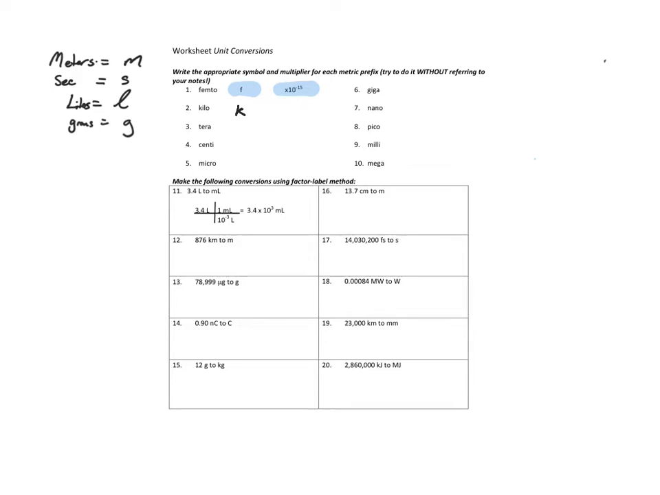So kilo is what? Kilo is K, and times 10 to the 3. Tera is what? T, and times 10 to the 12. Centi is what? C, and it's times 10 to the negative 2. Micro is that weird mu, times 10 to the negative 6. Thank you. All right. Giga is what? Giga is G, times 10 to the 9.